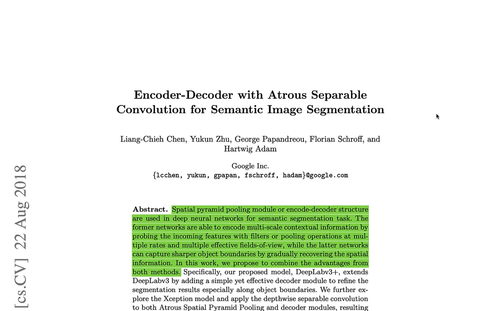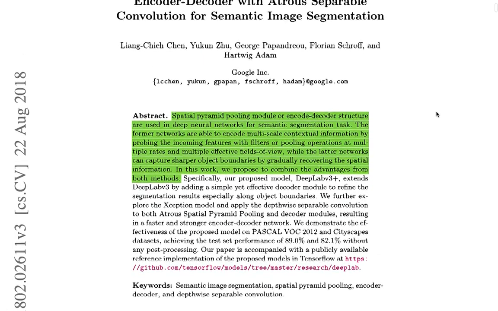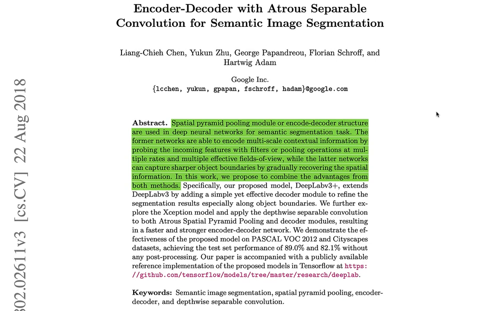So let's get started. Before getting into the details of the architecture of this model, I'm going to have to give an overview of how and why this model has been proposed in the first place. There are two main motivations and two main architectures that have been incorporated in most of the convolutional neural networks used for semantic image segmentation. One of them is the spatial pyramid pooling.